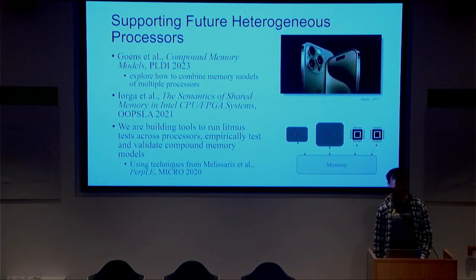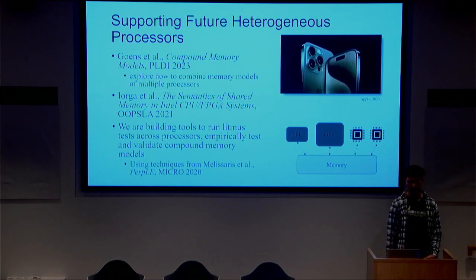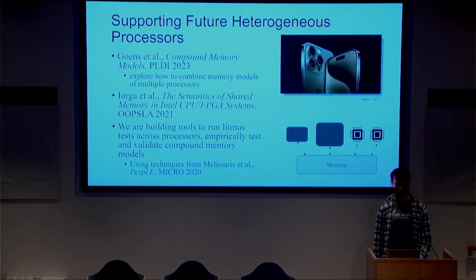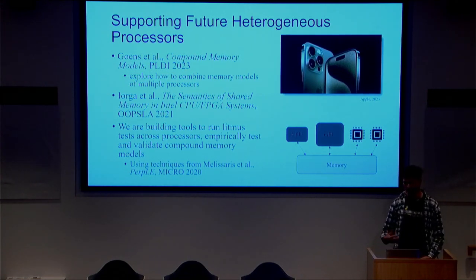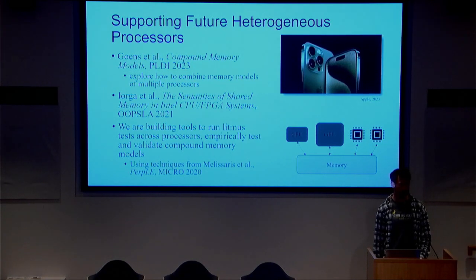So yeah, look deeper into supporting future heterogeneous processors. There has been work on how to combine memory models of multiple processors, but like I said, we need to test these empirically. And it's not just emerging architectures like Grace Hopper. In your pocket, with an iPhone or an Android device, you already have a unified memory machine. You have a GPU and a CPU that are most likely communicating using a shared memory interface. And so what memory models does that support?